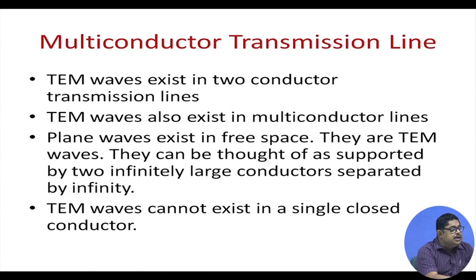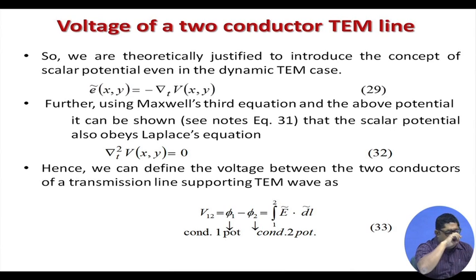Why? Because in the single closed conductor, from that equation you see, the potential of conductor 1 and the potential of conductor 2 are the same. So V12 is 0. The moment V12 is 0, what happens? The scalar potential is 0. So its gradient is 0, that means E becomes 0. Once E is 0, H is also 0. So, no TEM wave.